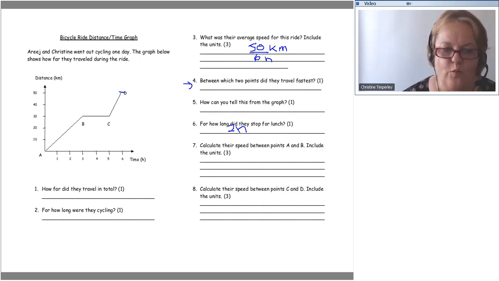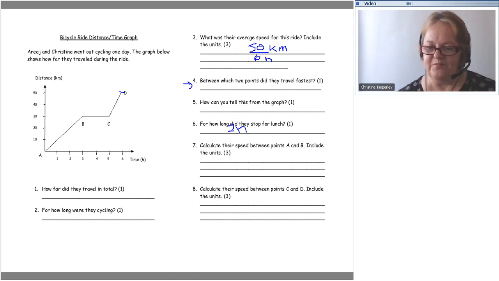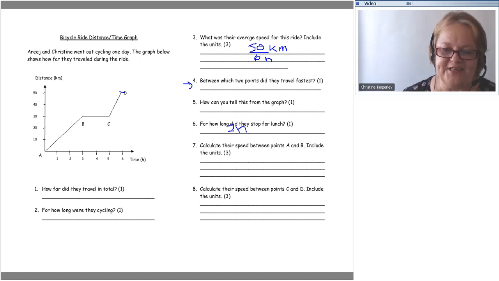Okay, watch out for the units. Remember, have a look, see what units are on the y-axis and what units are on the x-axis. Okay, yeah, so 10 kilometres per hour for the first one. Well done. Kilometres per hour, well done. Okay, and what about the next bit? C and D, rather.